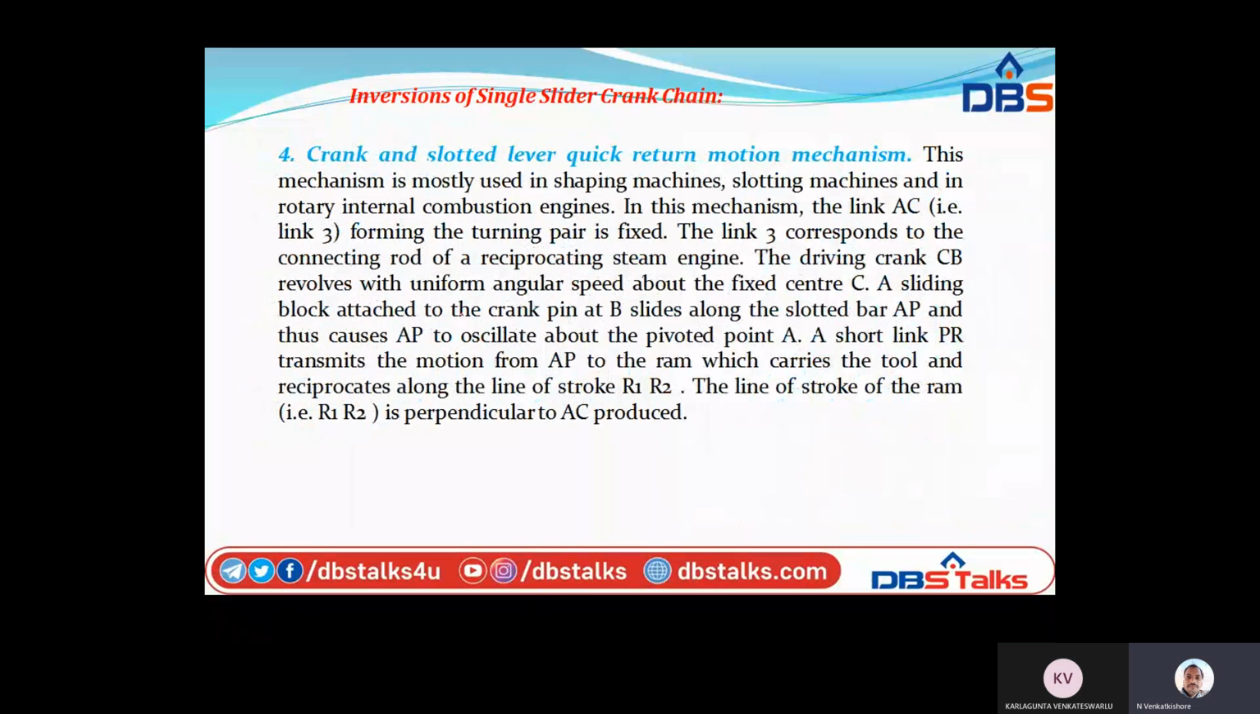Next, the crank and slotted lever quick return mechanism. This is very important. Quick return mechanisms, Whitworth and crank and slotted lever, both are very important. This mechanism is mostly used in shaping machines, in slotting machines, and in rotary engines, that is in IC engines also. The best examples are shaping and slotting machines.